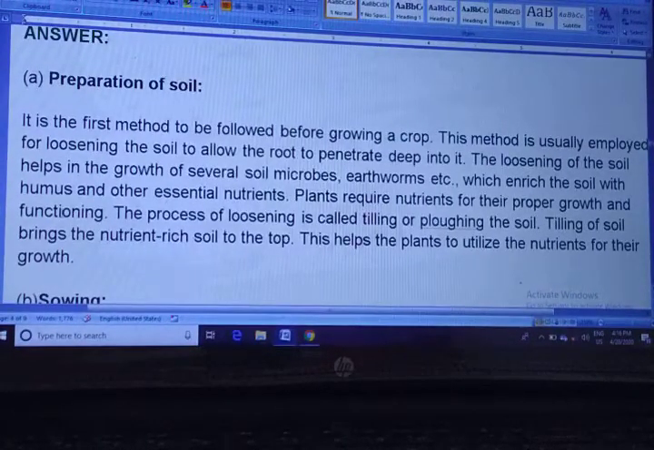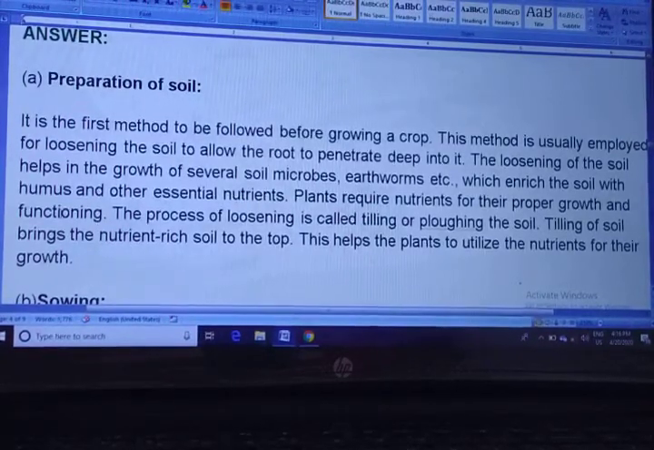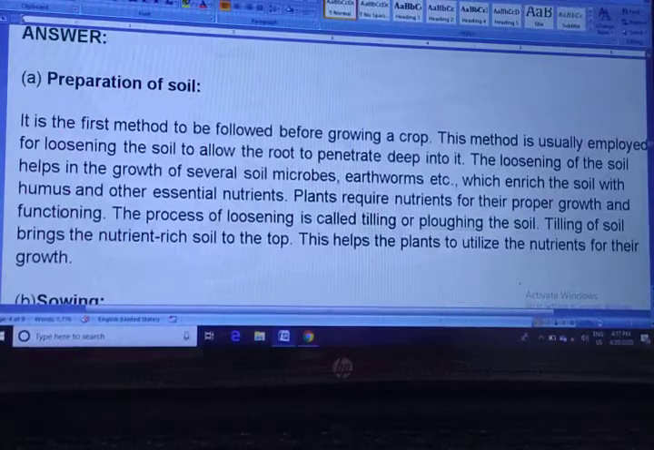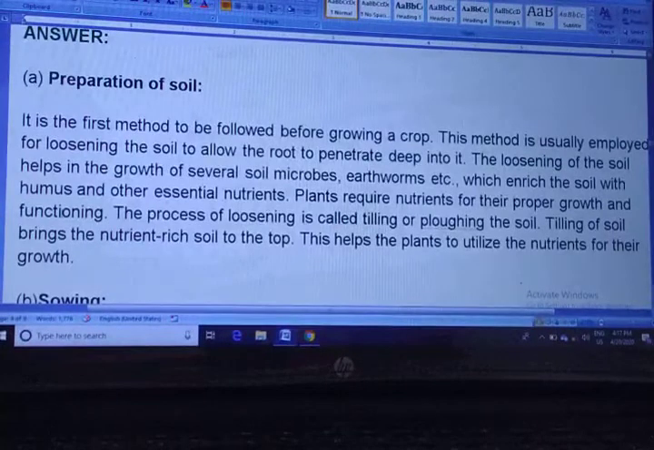So here, the first method to be followed before growing a crop, this method is usually employed for loosening the soil to allow the root to penetrate deep into it. The loosening of the soil helps in the growth of several soil microbes, earthworms, etc., which enrich the soil with humus and other essential nutrients. Plants require nutrients for their proper growth and functioning. The process of loosening is called tilling or plowing the soil. Tilling of the soil brings the nutrient-rich soil to the top. This helps the plant to utilize the nutrients for their growth. So this was our answer of preparation of soil.